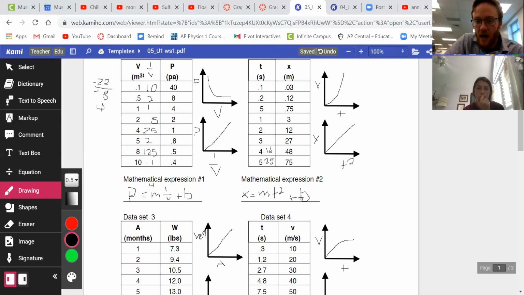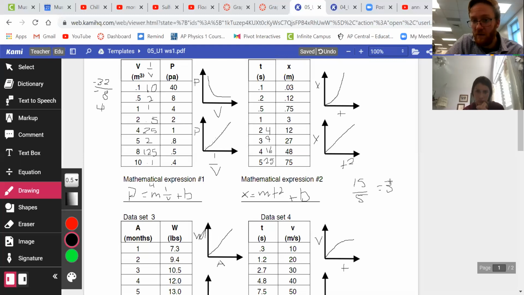And so I can figure out the slope. 75 minus, actually we'll do this one right here. This is actually easier because that's 4. 2 squared is 4. 3 squared is 9. So 27 minus 12 is 15. Okay, so 15. And then 9 minus 4 is 5. So 15 over 5 is 3. My slope is 3 here.